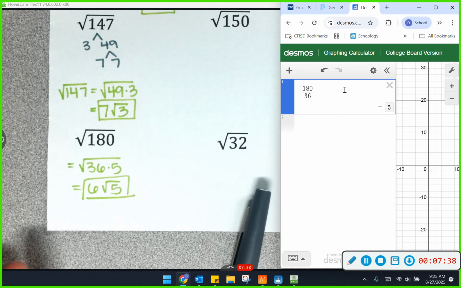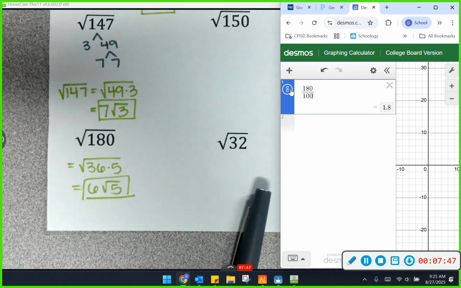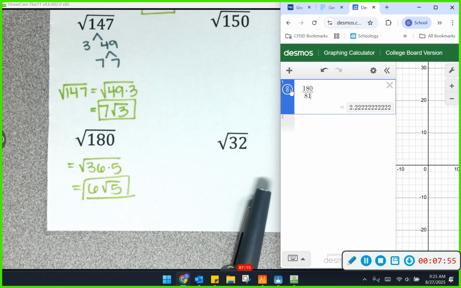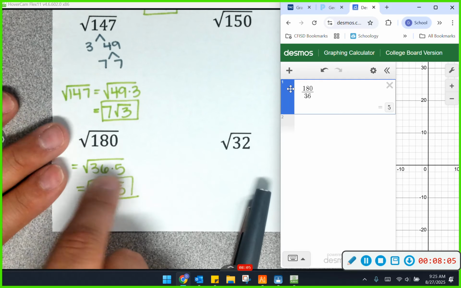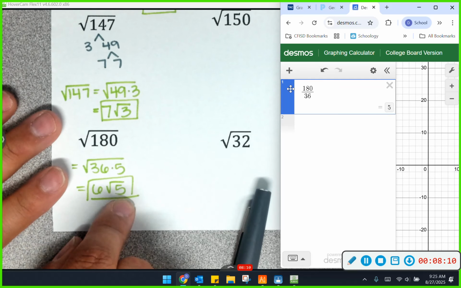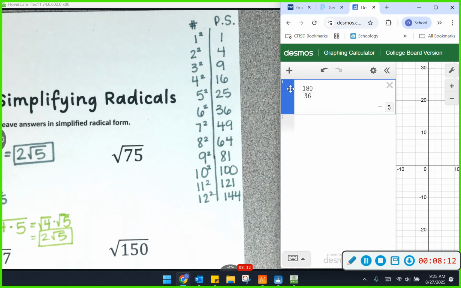So this is what you can do instead. If y'all can look up real quick, I want to show you how I did this so quickly. So 180, I start at the bottom. I know it's not going to do 144 or 121. I even know it's not going to do 100, but I did 100 anyways. Doesn't work out. Then I do 81. Doesn't work out. 64. Nope. 49. Nope. 36. Bam. And it gave me 36 times 5. What is the square root of 36? 6. So 6 square root of 5.